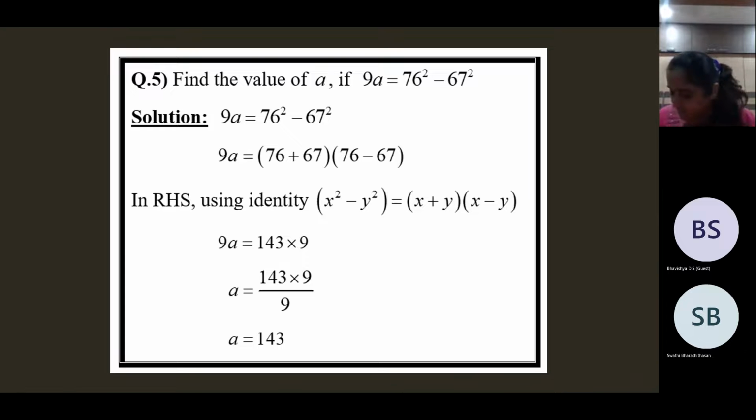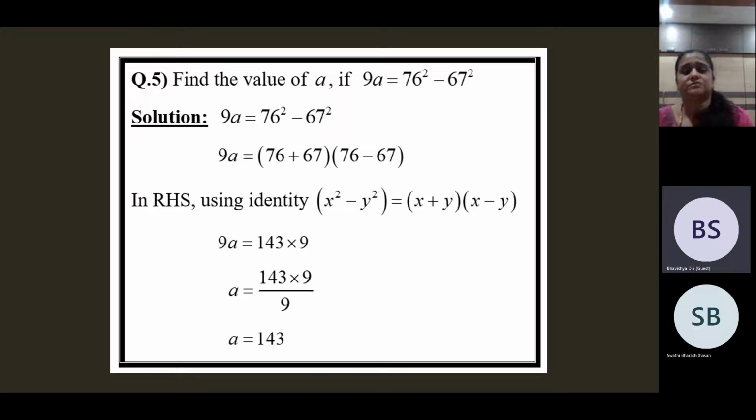Bhavishya, you forgot to use the identity. See, it need not be mentioned in the question that you have to use an identity. Now you're in 8th standard. Wherever possible, you should use the identity. Only if no identity is applicable, then you can do the regular numerical calculation. Wherever you can use an identity, you must always calculate using the identity. So I don't have to explain. I think, Bhavishya, you understand. If you have any question, you can ask me. No doubts, ma'am.